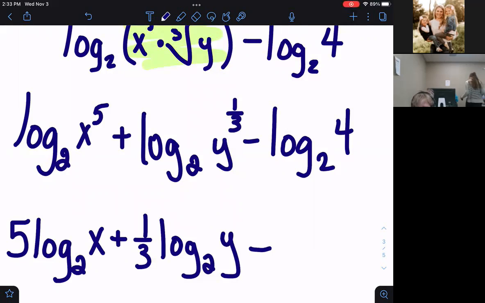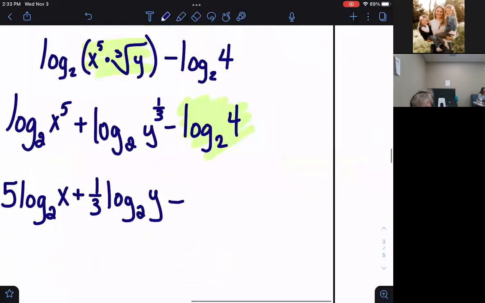Another trick that Ivy Tech is trying to pull on you here, we have log base 2 of 4. Notice there are no variables in that. Since there are no variables, they want you to actually compute log base 2 of 4. So in your calculator, you're going to use the change of base formula.